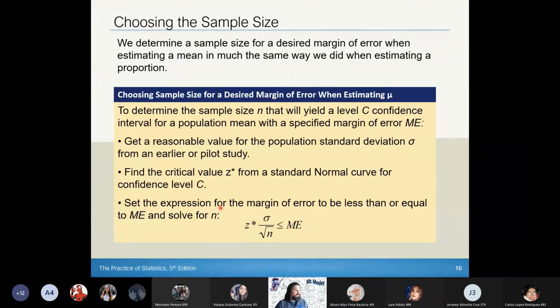All right, set the expression for the margin of error to be less than or equal to margin of error and solve for n. Right, in this case, we just have a lot less things going on. We use Z star again, just like we did with proportions, but now the standard error formula is just a little smaller. We have our standard deviation divided by the square root of n. And we rearrange this to solve for n.